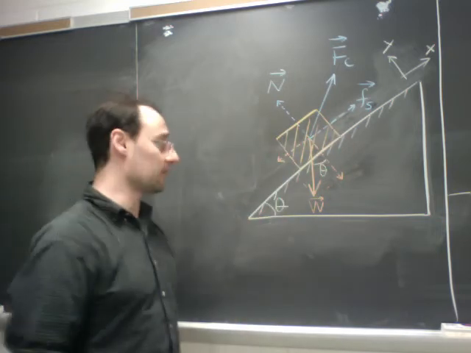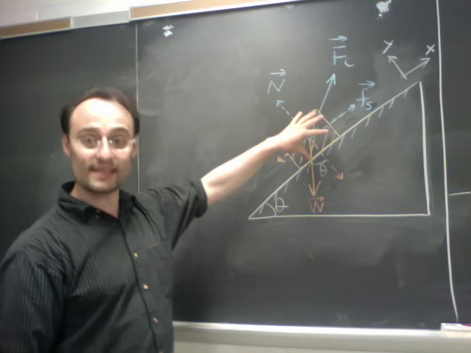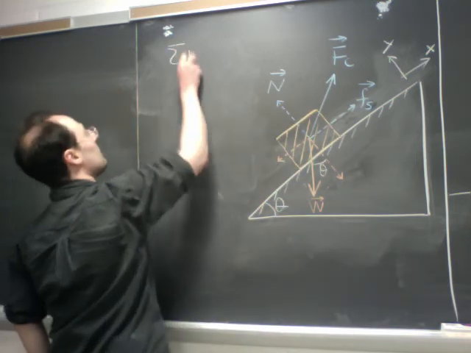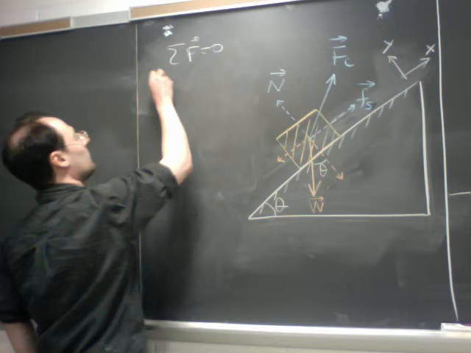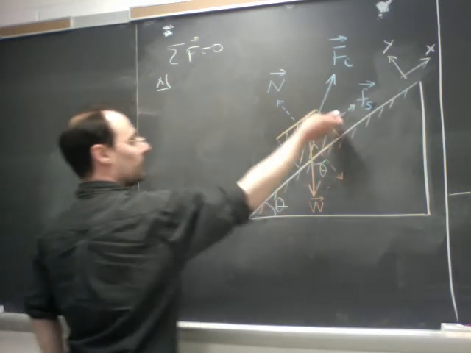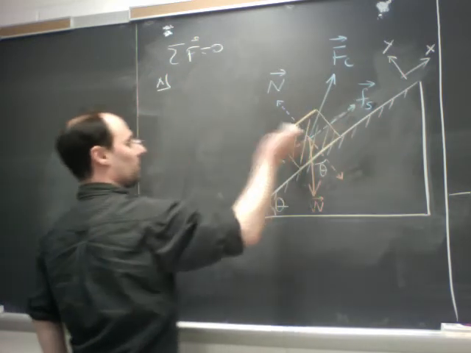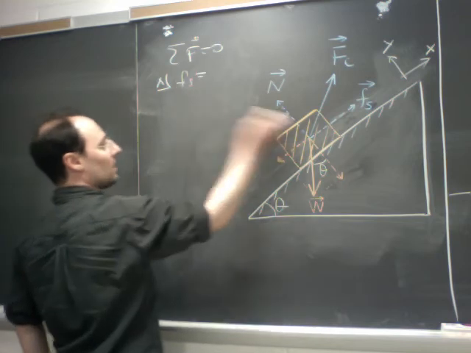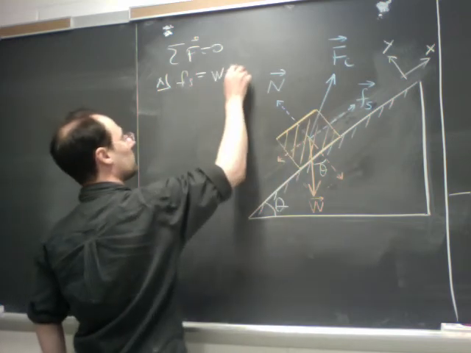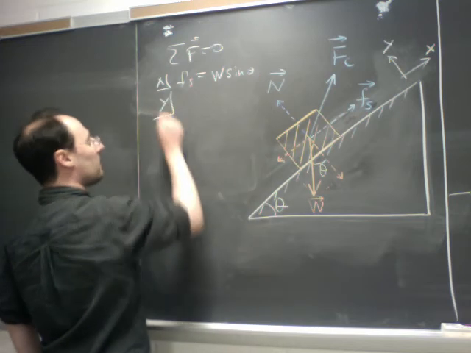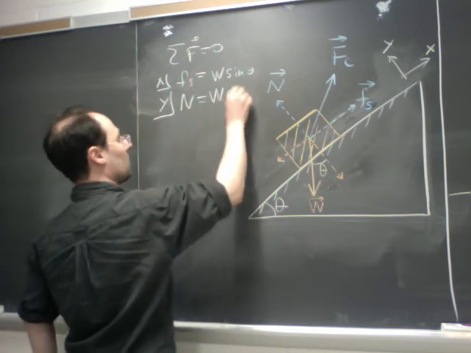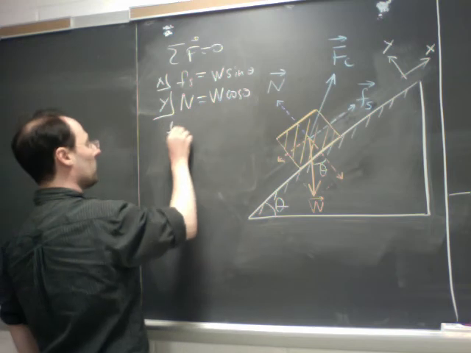compared to 17.5 degrees? If the car is not slipping, that means there's a static situation, so the sum of the forces equals 0. Let me break this up into two components. X, which is along the surface, I have a balance between the static friction force and this component of the weight. And Y, I have a balance between the normal force and the other component of the weight. I'm going to divide these two equations.